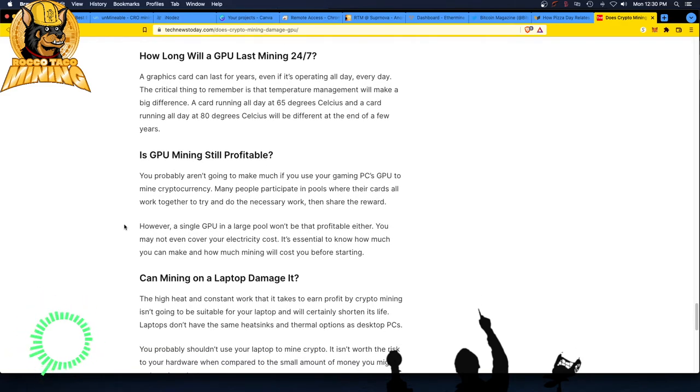Is GPU mining still profitable? Right now, it sort of is, a little bit. Depends on your power bill. Yeah, and your heat management. You've got to pay for those fans. You've got to pay to get that heat out. You've got to pay your electricity costs and stuff like that.